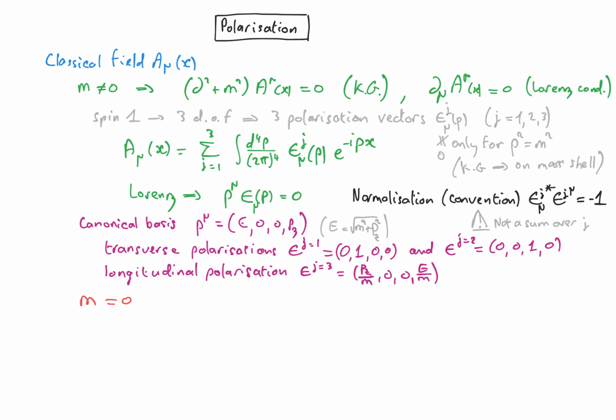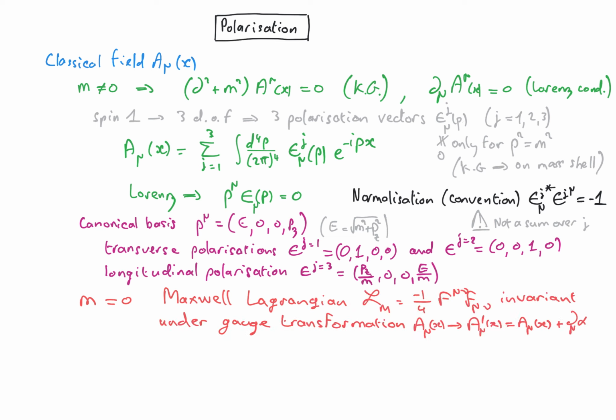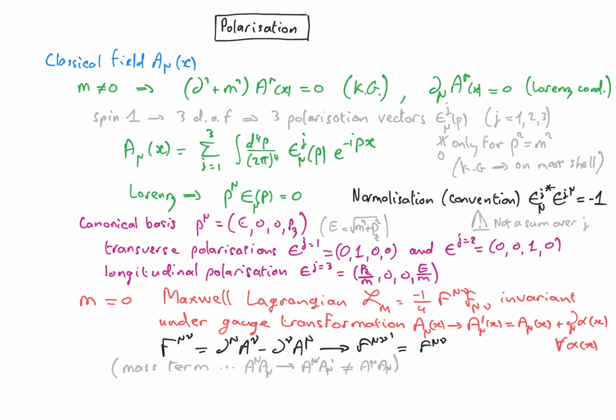First, we need to realize that the main difference between the massive and the massless case is that in the massless case, our Lagrangian is invariant under the following gauge transformation. Indeed, you can verify that F mu nu is invariant under this transformation. However, if the field was massive, we would have a mass term in the Lagrangian, and this mass term would not be invariant under the gauge transformation we just defined. So the invariance under this gauge transformation is only true in the case of a massless field.